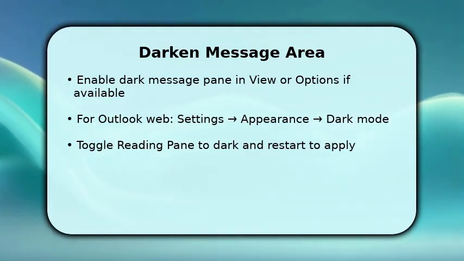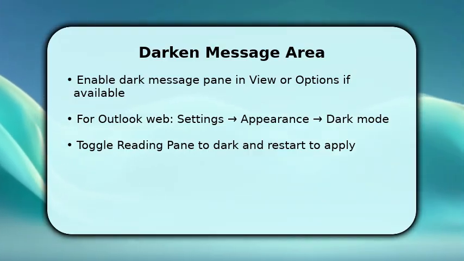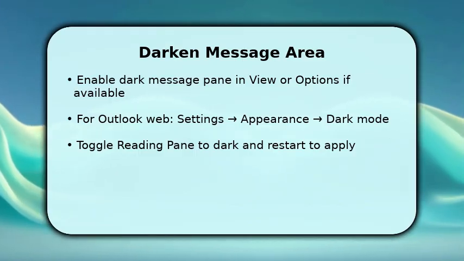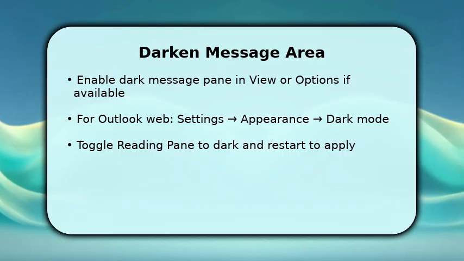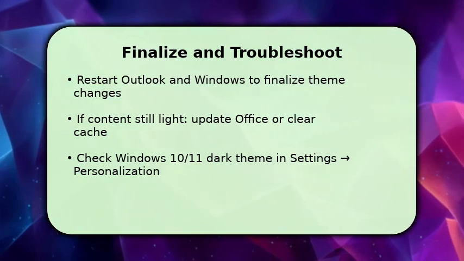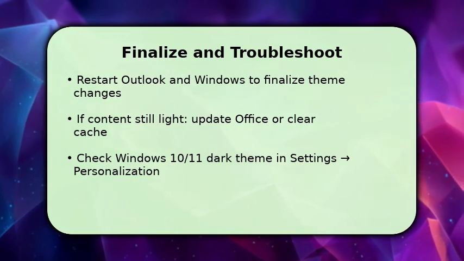Toggle Reading Pane settings to apply the appearance to message previews, and then restart Outlook so cached styling updates. This ensures subject lines, body backgrounds, and preview panes consistently follow the dark theme. Finish by restarting Outlook, and if needed, your computer so theme changes fully propagate.